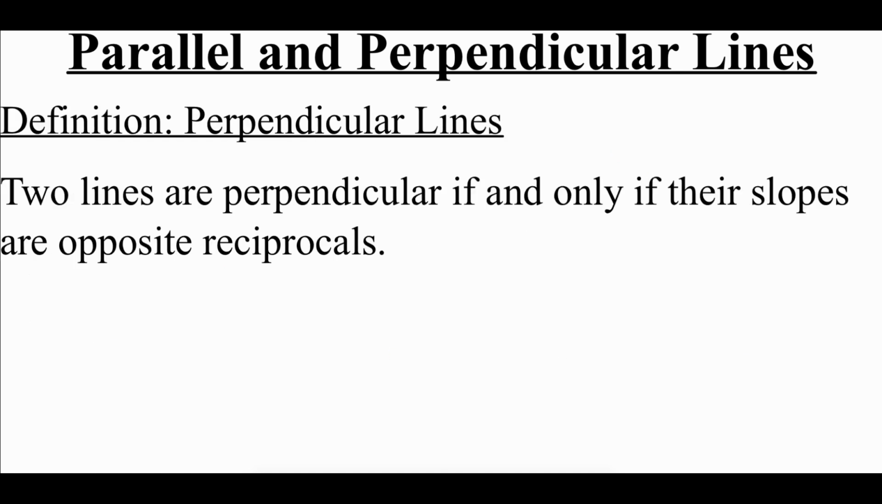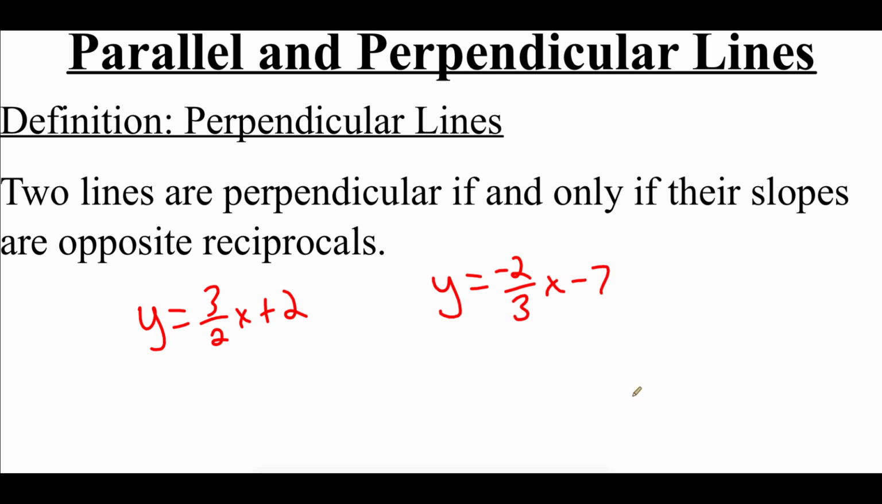Now when we're talking about perpendicular lines, two lines are perpendicular if and only if their slopes are opposite reciprocals. So if we look at the equation y equals 3/2 x plus 2, and the equation y equals negative 2/3 x minus 7, as we look at their slopes, our first line has a slope of 3/2, and our second line has a slope of negative 2/3.